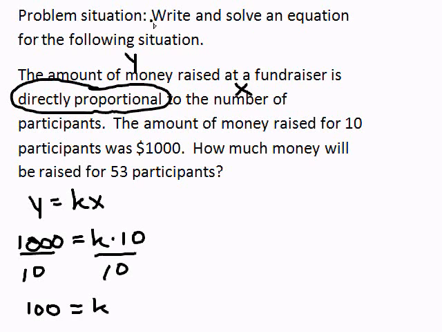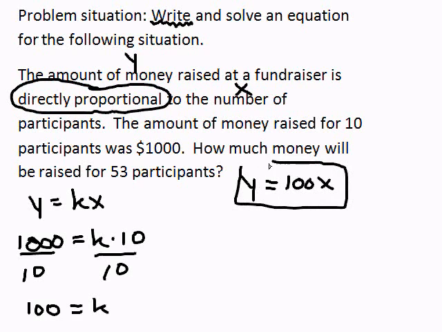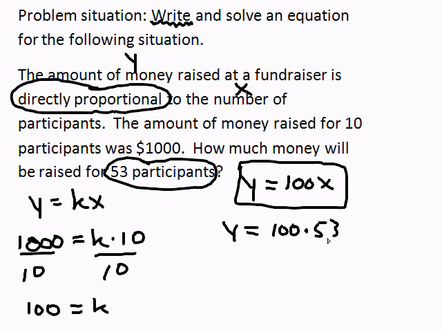So we can work out the first part of our instructions, which told us to write an equation, by writing down y equals 100x. That's the general form of our equation for this situation. All we had to do was find k. To finish solving the rest of the question, how much money will be raised for 53 participants, we just need to find out what 53 stands for in our equation and substitute that amount in. 53 participants stands for x, since x is the number of participants. So we know that y is equal to 100 times 53. This means that the amount of money we raise is $5,300.